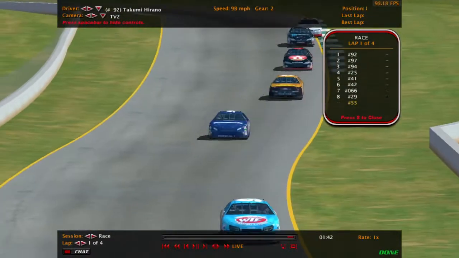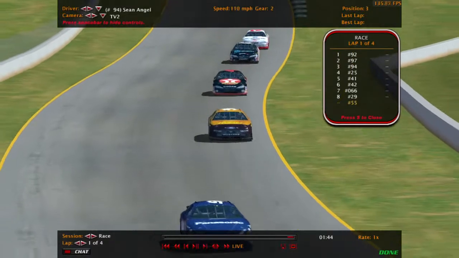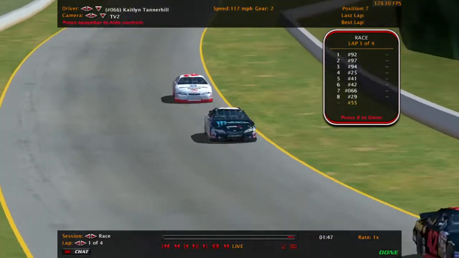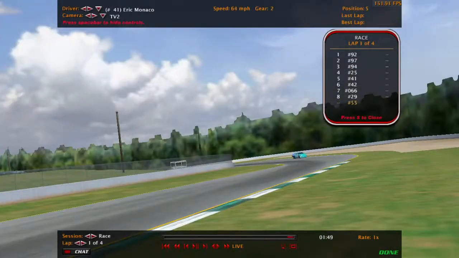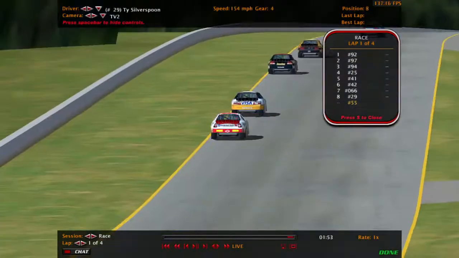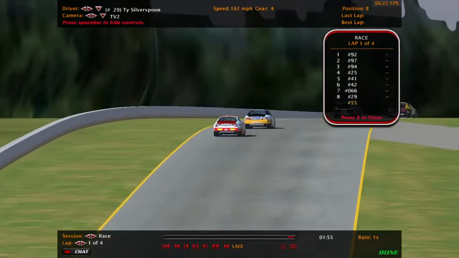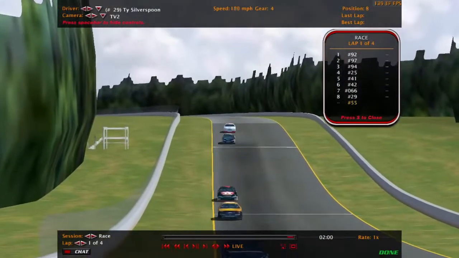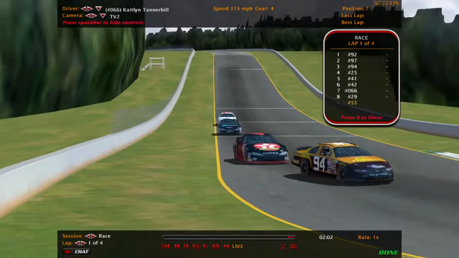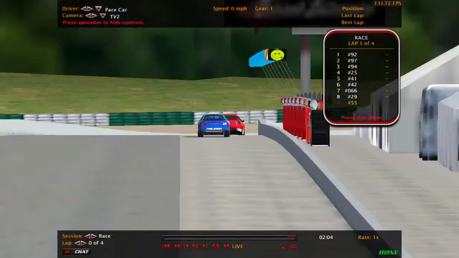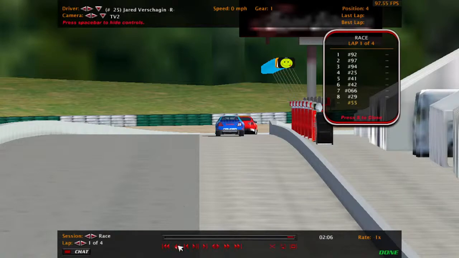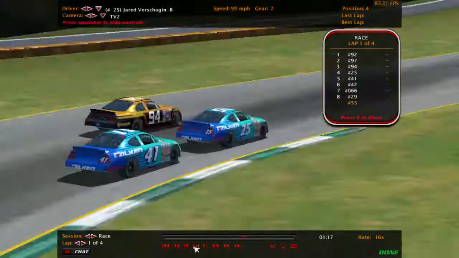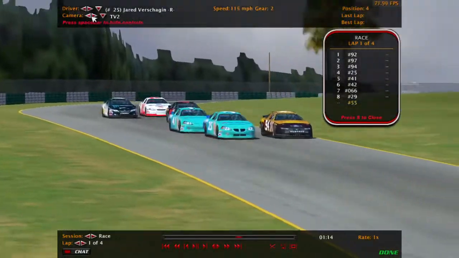Marcus Sawyer now leads over Takumi Hirano. Sean Angel, Dylan Speeds, Caitlin Tannerhill, Ty Silverspoon, and Eric Monaco has a lot of damage in the back. So that's going to be 8th and 7th for them. So really only the last car in this line will not make it, I'm sorry. Everybody else should. Let's take a look at that incident again here, and if there will be any penalty repercussions from it that the stewards will want to take a look at.